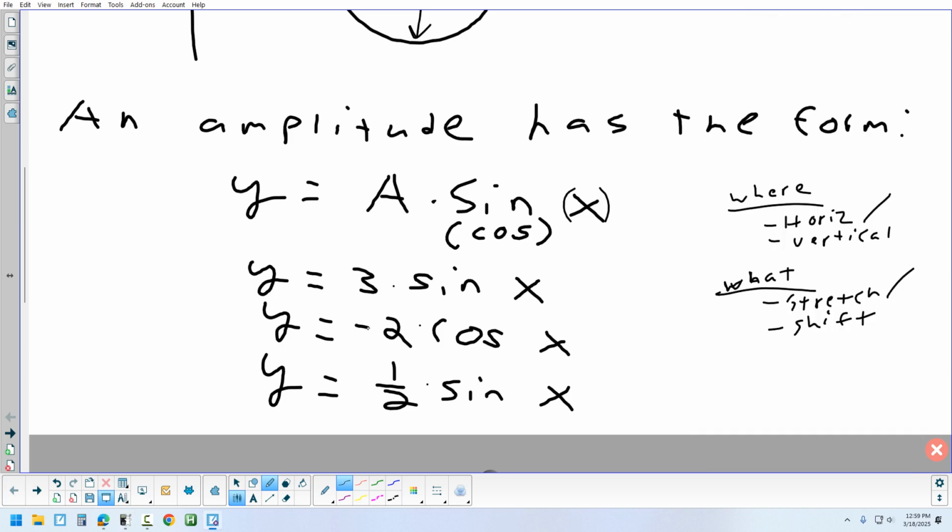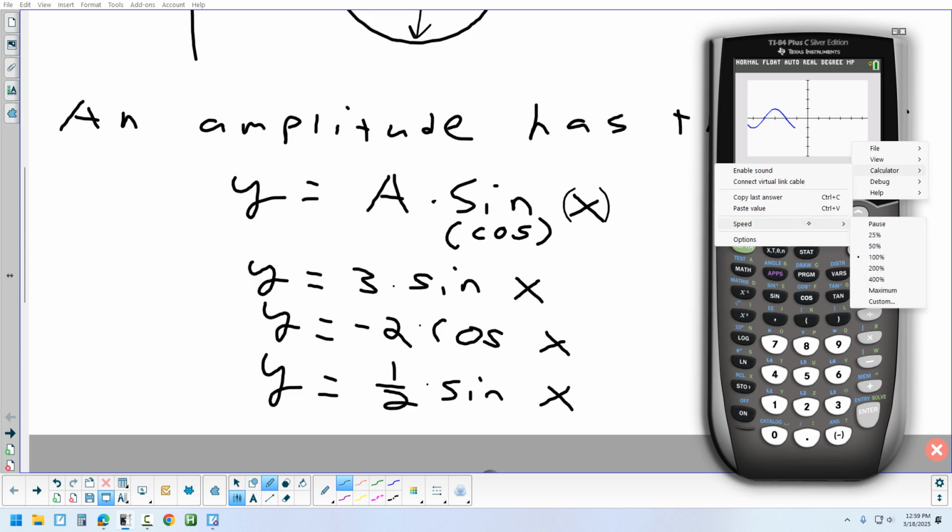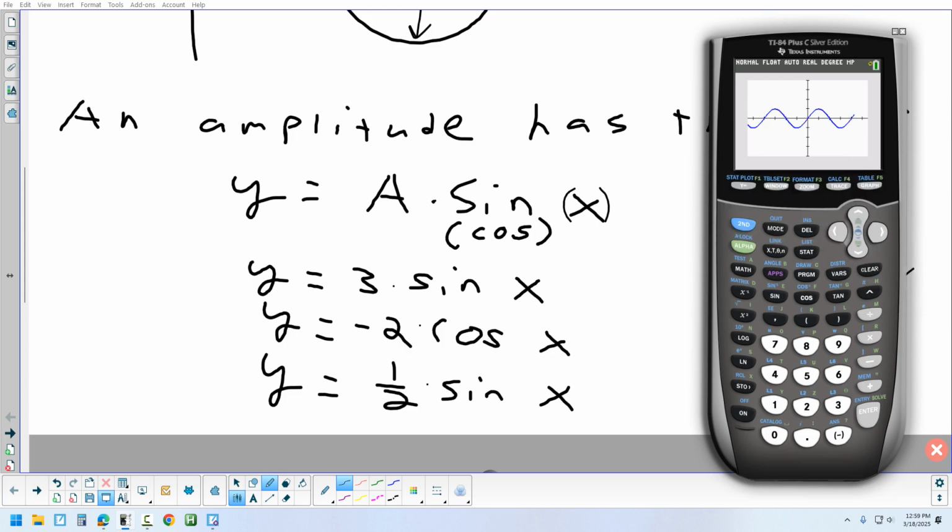One more one we can look at. Let's look at, like, that'd be smaller, right? 0.5. Yep. So if we do 0.5 sine x, let's actually put in 0.5 and do zoom 7. So what do we think is going to happen this time? It's going to go half as much. Yeah, it's going to be compressed.